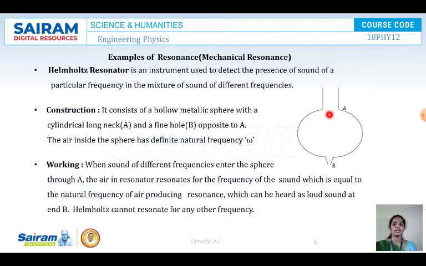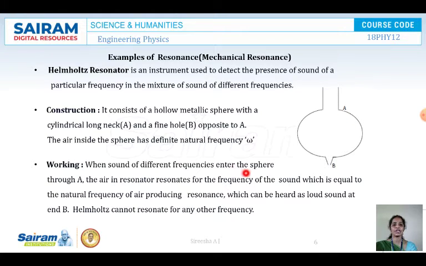This is the construction of the mechanical Helmholtz resonator. It consists of a hollow metallic sphere with a cylindrical neck. This entry is A and the exit is B. Now the air inside the sphere has a definite natural frequency, which is omega. Now we see the working of it.